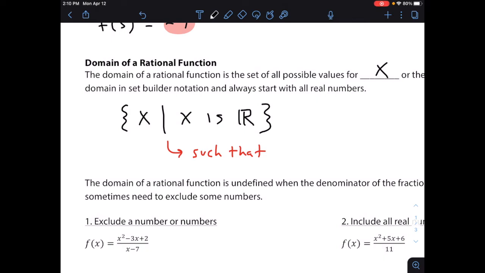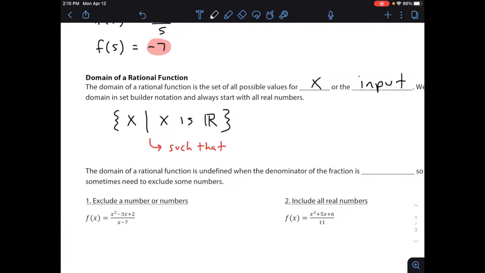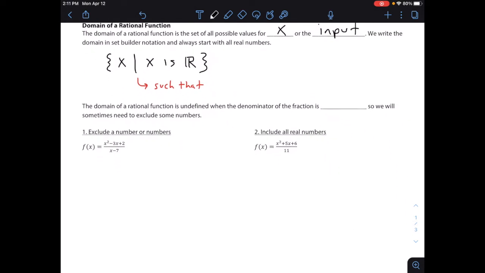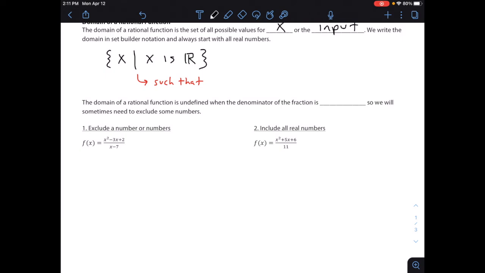Now, sometimes we're going to have to exclude some numbers. And when we exclude numbers, we do it because the domain of a rational function is undefined when the denominator of the fraction is 0. Okay, so we will sometimes need to exclude numbers because we don't want the denominator to be 0 because we can't divide by the number 0. In math, it doesn't allow you to divide by 0.